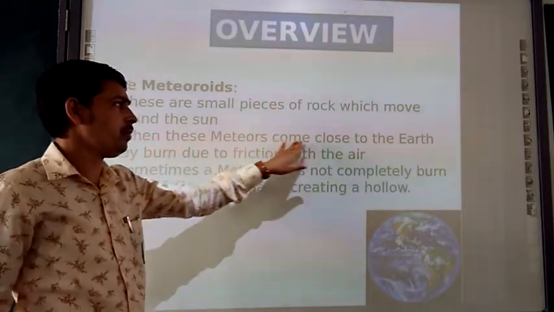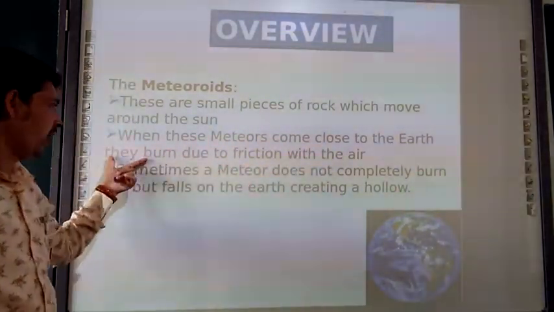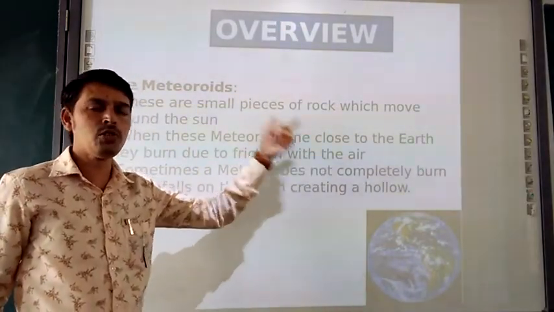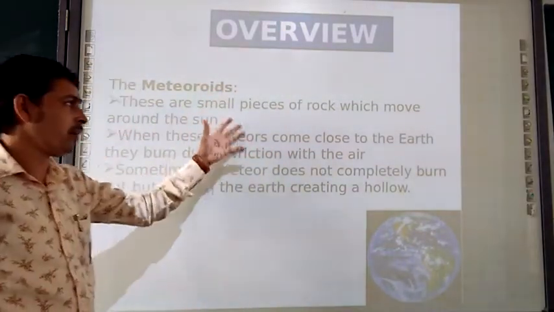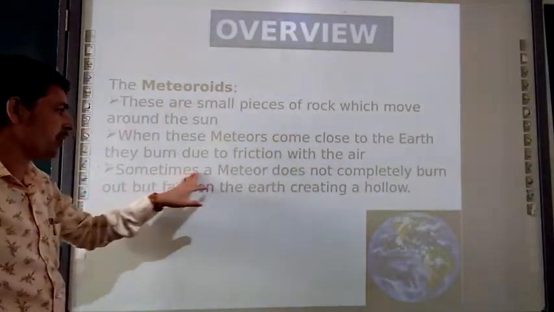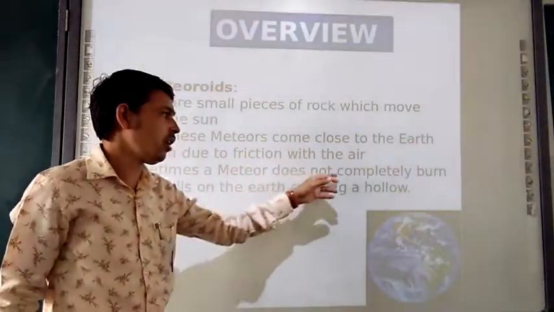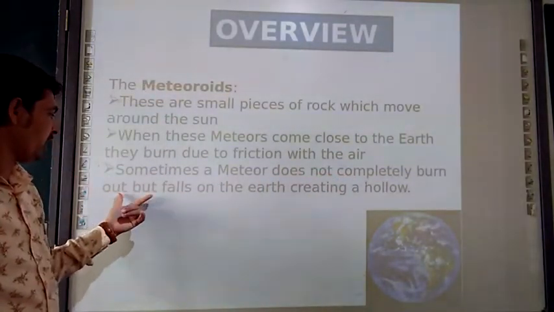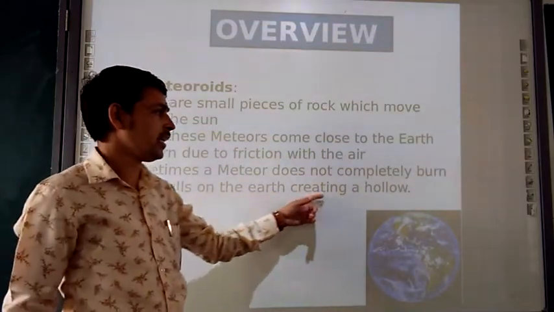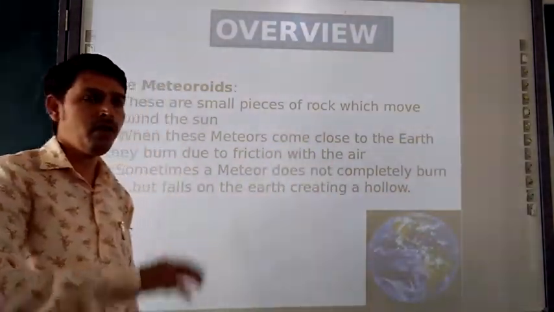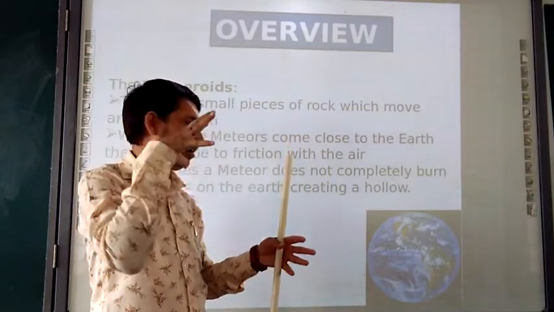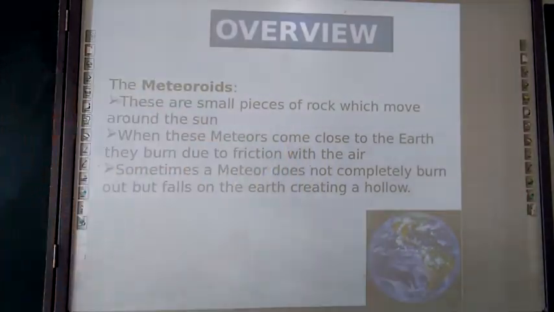When these meteors come closer to the earth, they burn due to the friction with the air, as I had shown you in the photograph, when burning meteoroids were coming to earth. Sometimes meteors do not burn out completely and fall on the earth, creating a hollow. A hollow mark is going to be there, as it dashes into the earth.